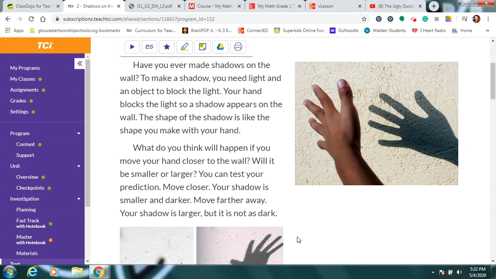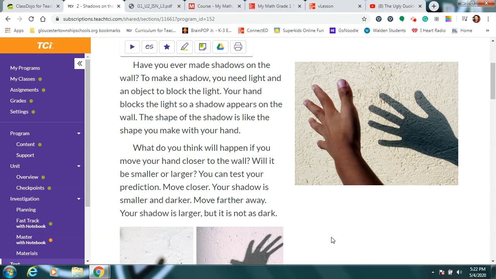Let's get started on our science lesson. We're going to have some fun today. So think about, have you ever made shadows on the wall? If you haven't seen Peter Pan, now is the time. If you have Disney Plus or if you have the video, pull it out and watch the movie Peter Pan, because there is a scene in there where Peter Pan plays with his shadow a lot. We're going to get to play with our shadow today.